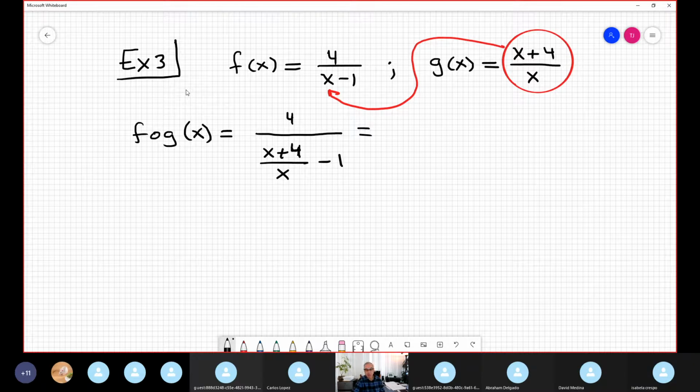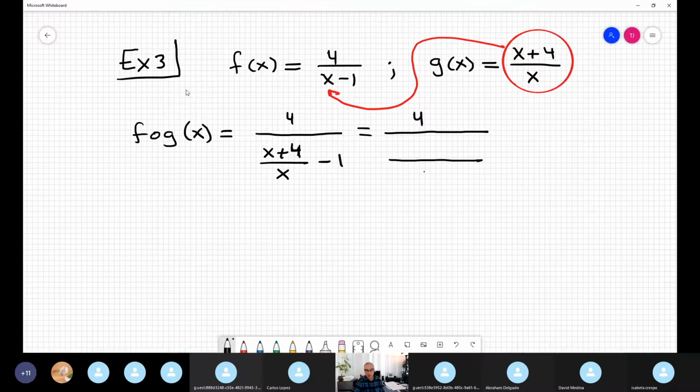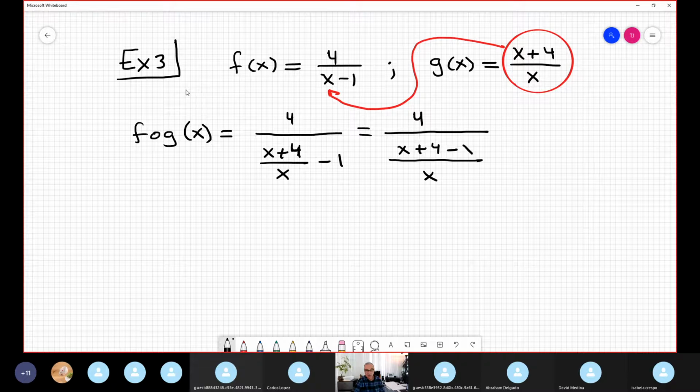Yes. Okay, now we are doing exactly the same. Condensing with one common denominator, which is x. We have x plus 4 minus x. In this case, the situation happened: this x is cancelled out.